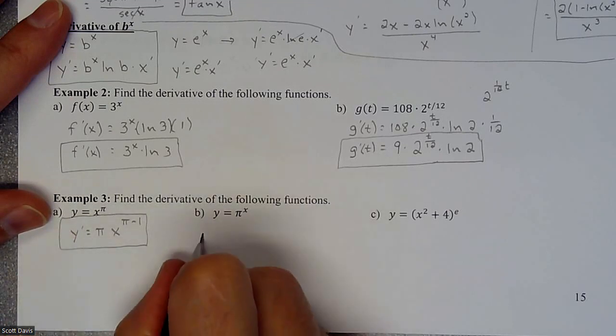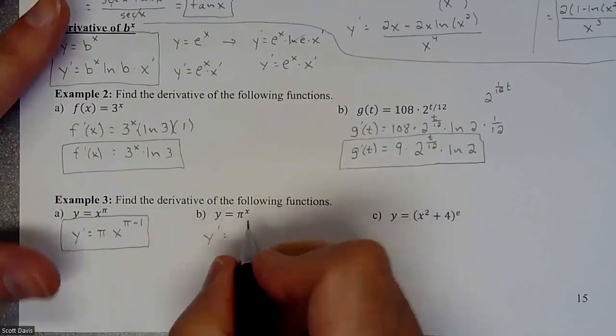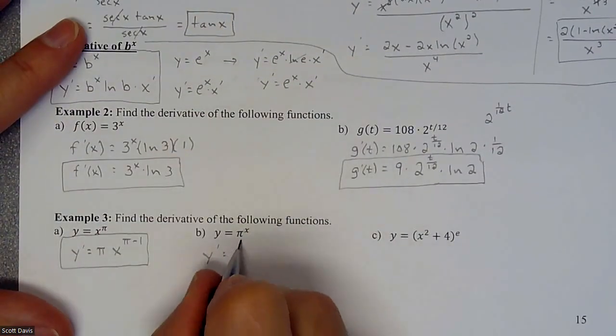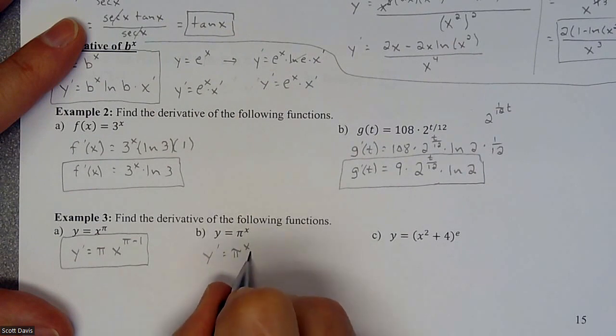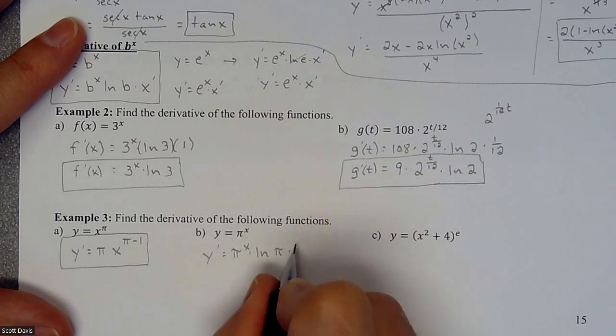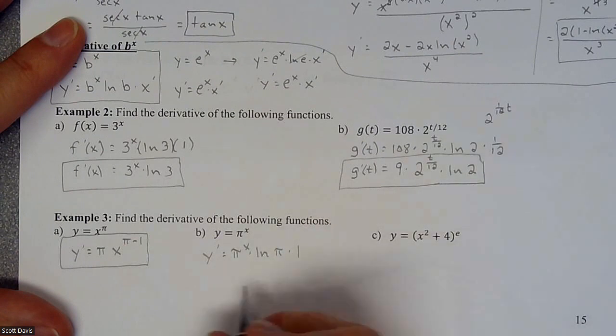Versus this one, which is an exponential. So you are looking at applying this rule. It's going to be itself times the natural log of the base times the derivative of the exponent, which is 1. So that simplifies out to pi to the x times the natural log of pi.